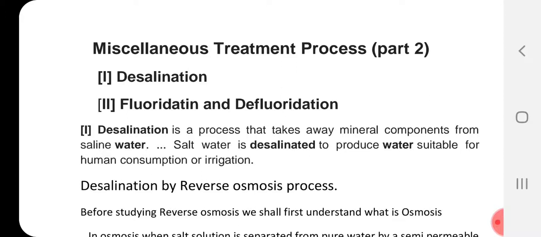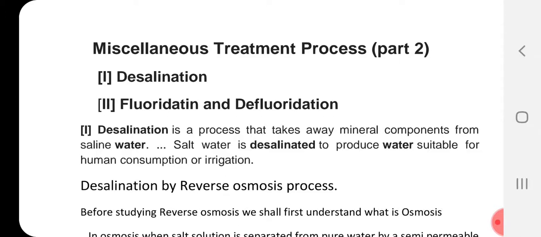Today I am going to cover miscellaneous treatment part 2. Actually, in part 1, I have covered two things, that is lime soda process and zeolite process. Those lime soda and zeolite processes were to remove the hardness of the water, to convert the hard water into soft water.